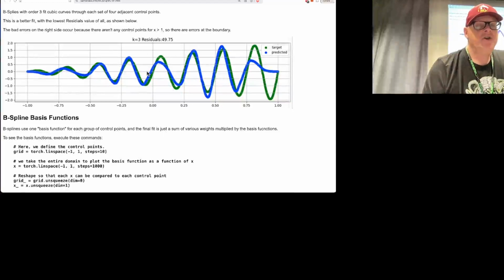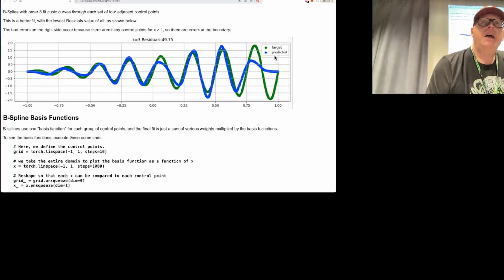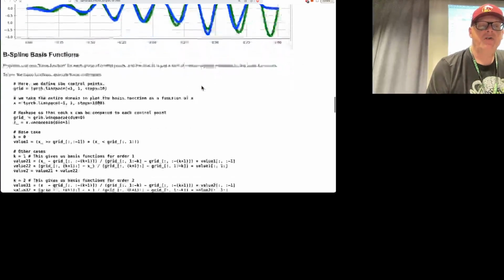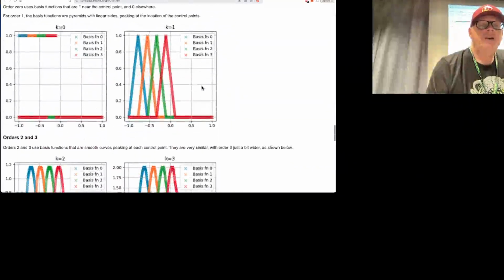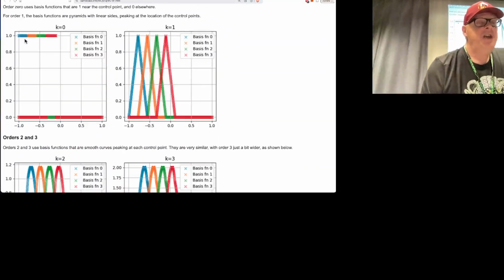And you can have higher orders like order 3, where it gets pretty good. Notice, by the way, at the end it has a deviation because it's trying to fit points that are off the end. And since those points are missing, it distorts the curve. So you can fit that with these B-spline basis functions. What you're doing is you're combining these basis functions. K equals 0 are just step functions. It's 1 for a certain region and 0 elsewhere. The next one is 1 up here and 0 elsewhere.